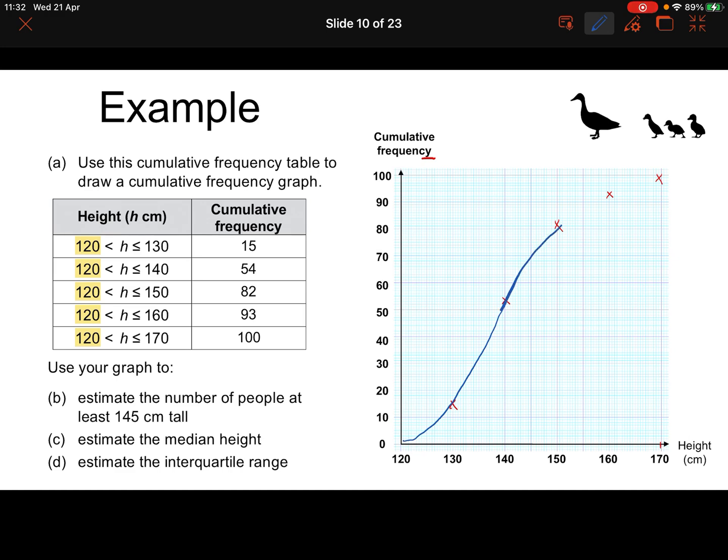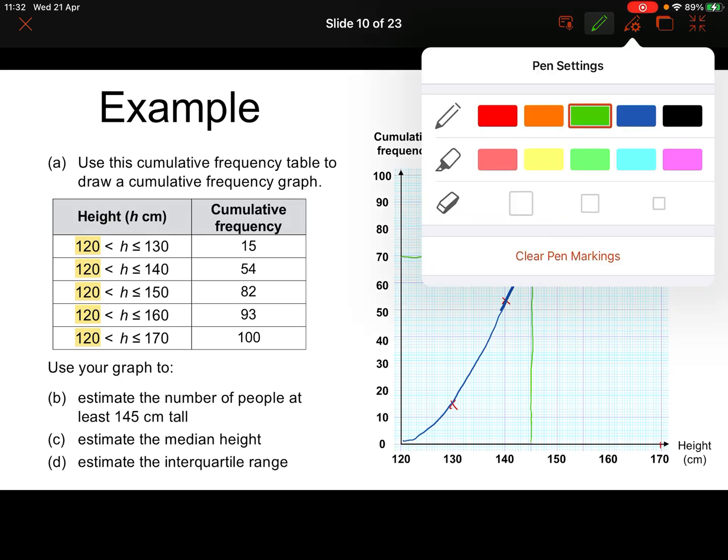Okay, because we didn't answer part A. Part A said estimate the number of people at least 145 centimetres tall. Well, this time, start from the other side. You've got height of 145, so go to 145 for your height and read off. That means we think there are 70 people that are less than 145 centimetres tall. So the answer to that is we think there's 70 people.